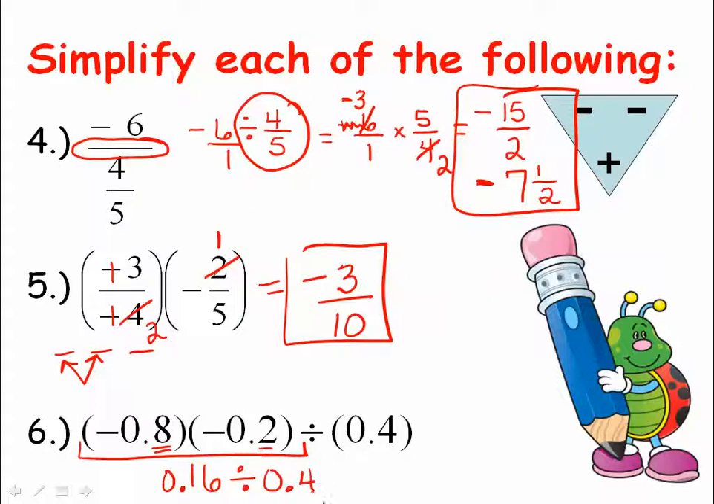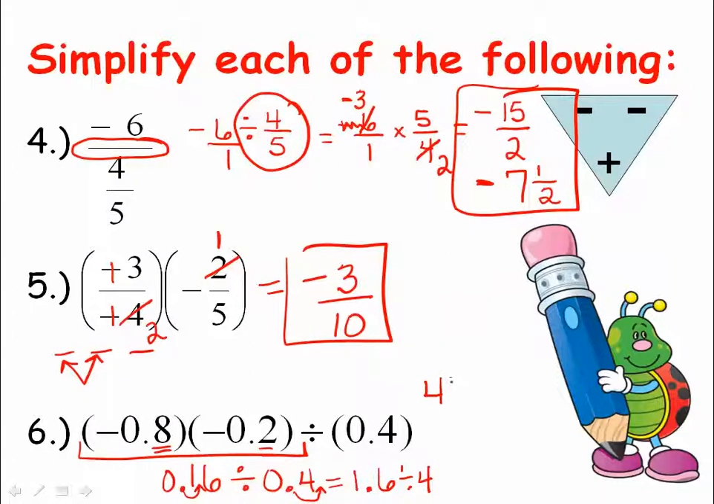We can't divide by a decimal, so we need to change that to a whole number. I can do that by moving the decimal point one place to the right and turning that into a 4. That's like multiplying by 10. So whatever I do here, I also need to do to the number that's being divided, so I'm going to move the decimal place over one place. I now have 1.6 divided by 4.